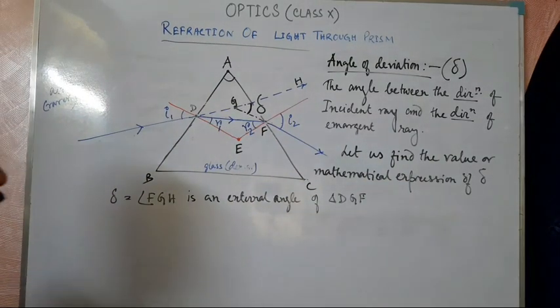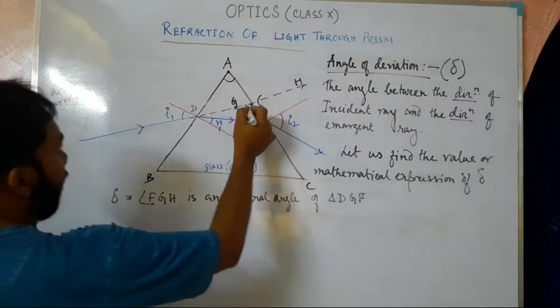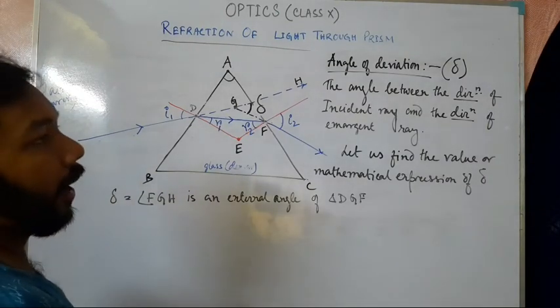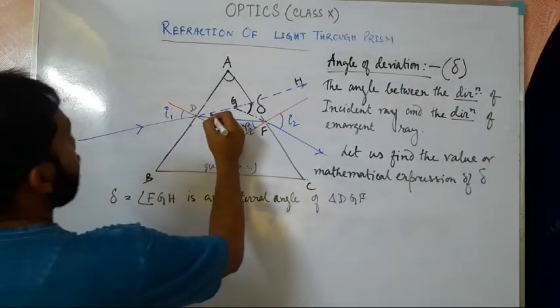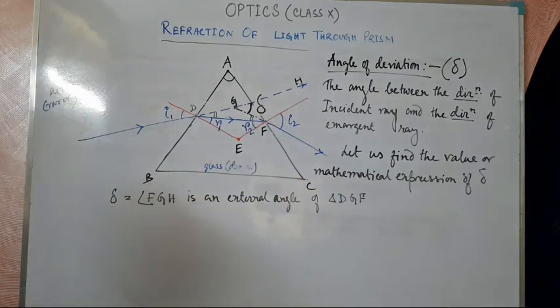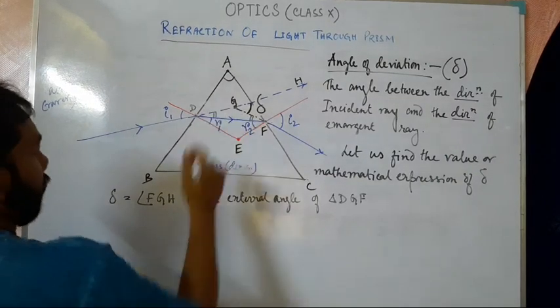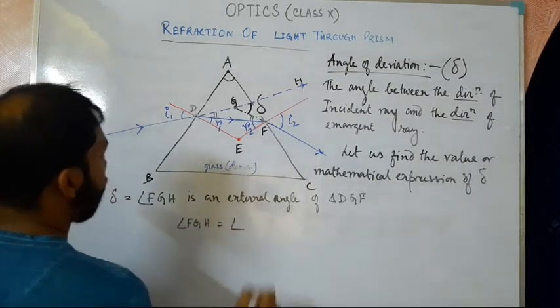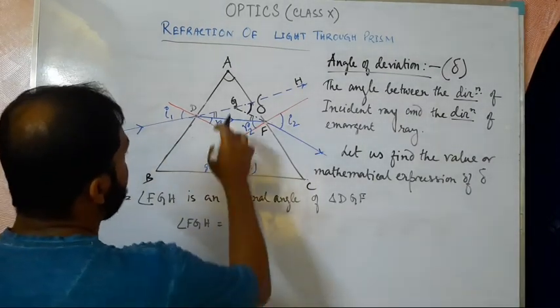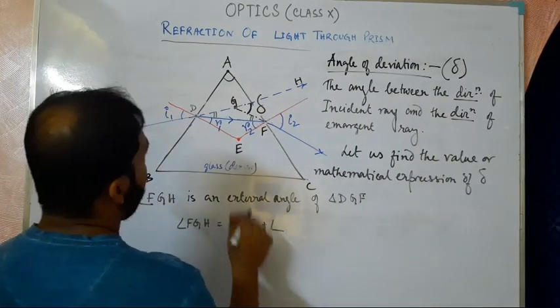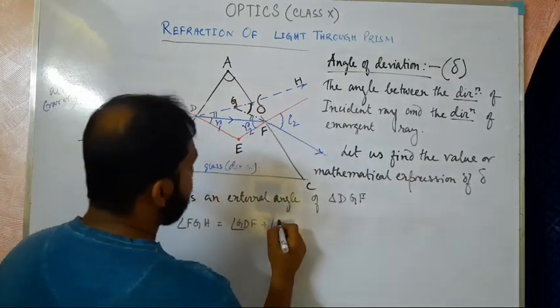Now, as we know that the external angle is equal to the sum of the two internal opposite angles. So what are the internal opposite angles? These and these are the internal opposite angles. So we can write angle FGH, this is the external angle, and the opposite internal angles are angle DGF plus angle GFD.